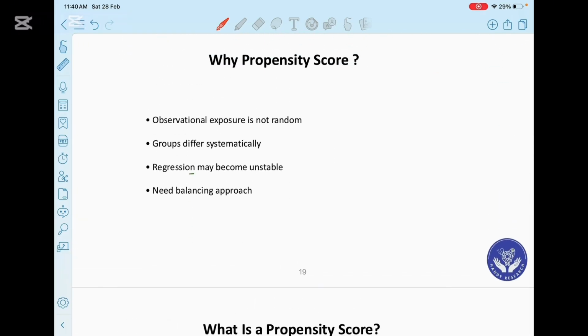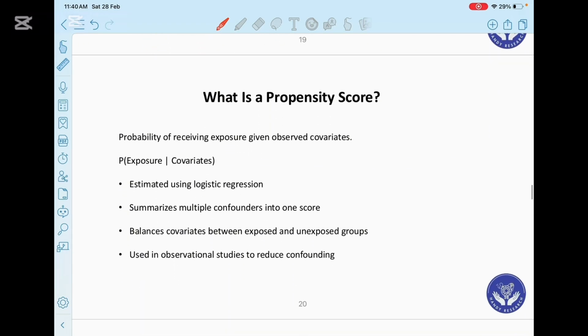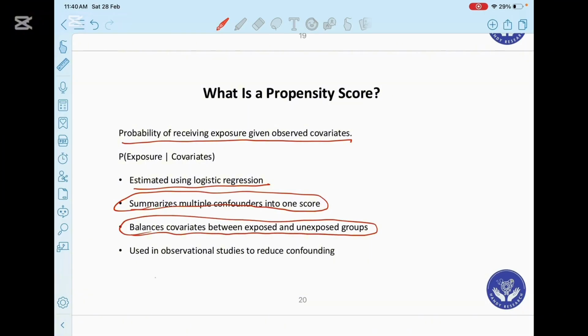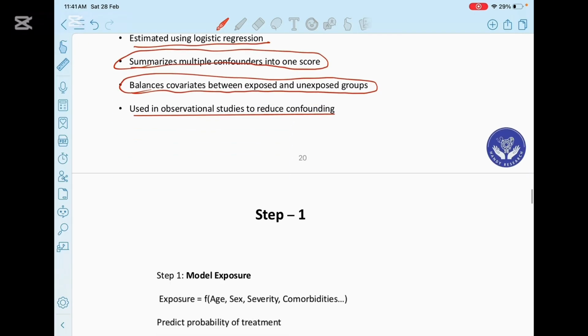So why propensity scores? Observational exposure is not random. Groups differ systematically. Regression may become unstable and we need a balancing approach. That's why we use the propensity score. And what is the propensity score? It is the probability of receiving exposure given observed covariates. It can be estimated with logistic regression. It summarizes the multiple confounders into one score, and it balances covariates between exposed and unexposed groups, used in observational studies to reduce the confounding.